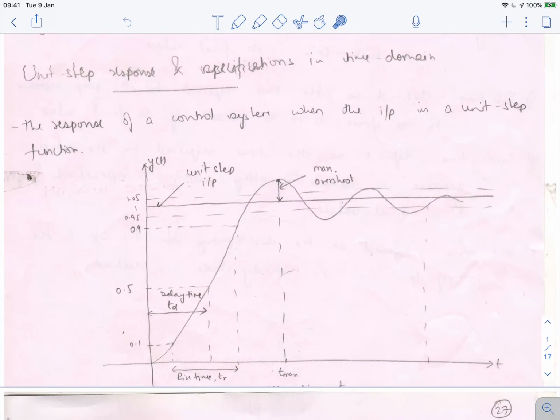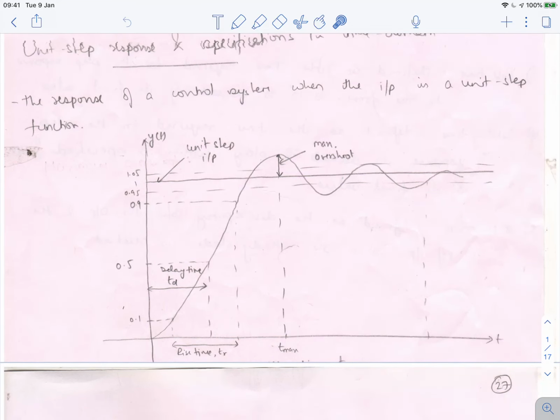Okay, so this is a typical response you are seeing here, which is a unit step response of some second order system. There are some key performance indices. First of all, we'll see what are the different criteria by which we can quantify the dynamics, and then we'll see in detail how to compute them for a given transfer function.